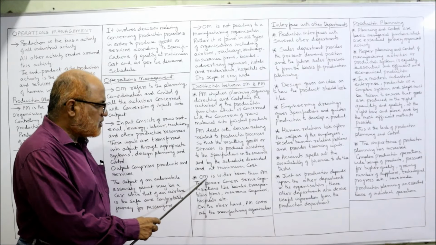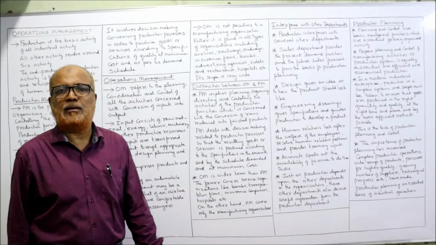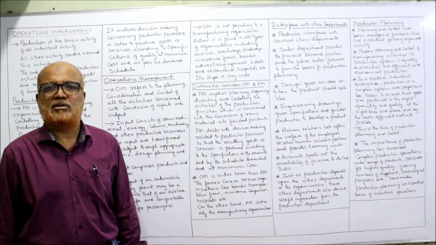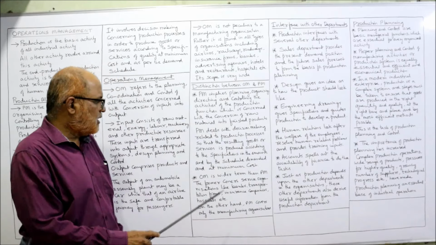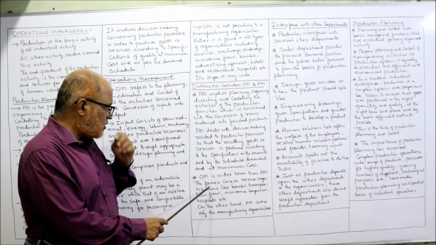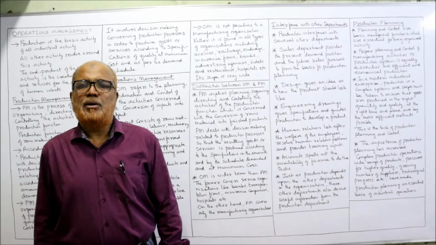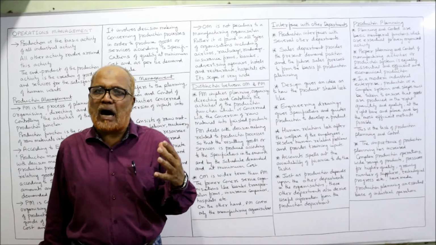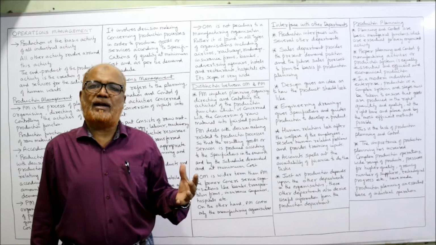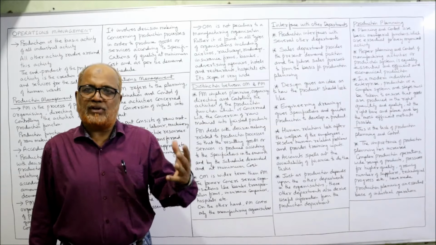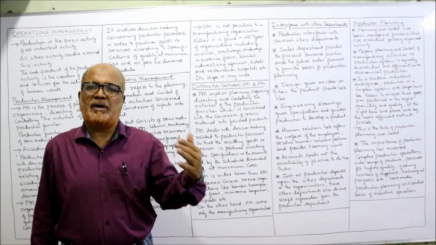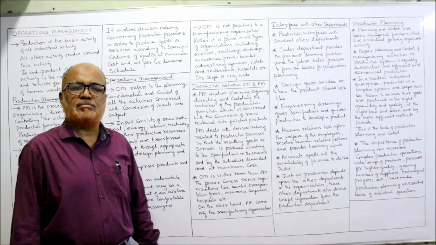Operations management is a wider term than production management. This point is very important. The former covers service organizations like banks. Former means operations management. Production management is normally not applicable for service providing organizations. For service providing organizations, it is better to apply operations management.